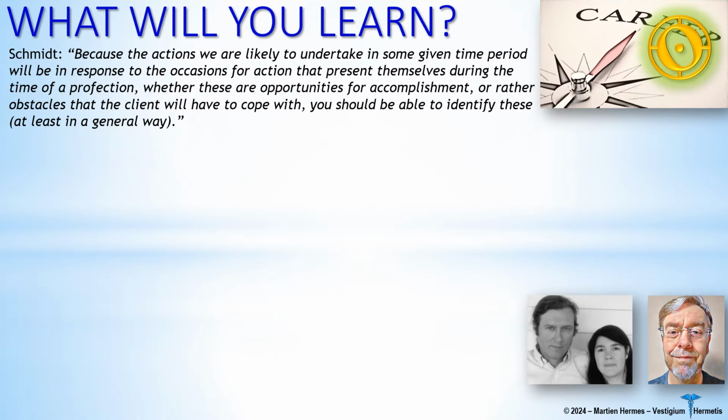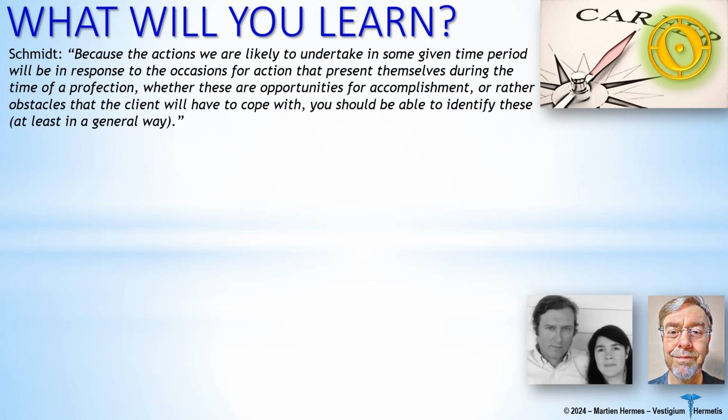So what will you learn in this new course? Well, let me quote Schmidt first: because the actions we are likely to undertake in some given period will be in response to the occasions for action that present themselves during the time of the perfection. And with perfection he means the moving forward of the several periods having to do with zodiacal releasing, the major periods, the minor periods, etc. He called that perfection, even though that might confuse us with the method of perfection, but that's not what he meant. It's simple, the going forward of the Time Lord procedure. That present themselves during the time of a perfection, whether these are opportunities for accomplishment or rather obstacles that the client will have to cope with. You should be able to identify these, at least in a general way.